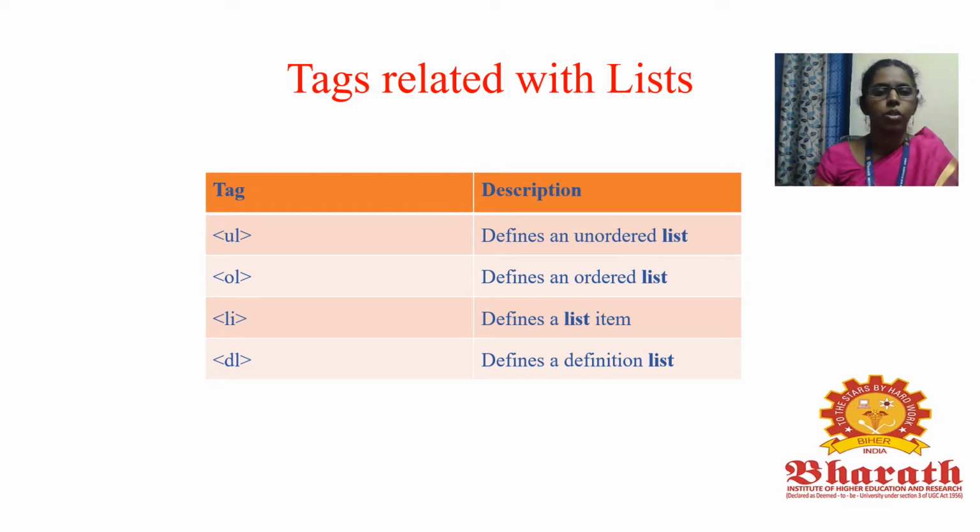The first one is UL, which defines an unordered list, and OL defines an ordered list, and LI is the list item, and DL is the definition list. So these are the important tags related with the list.